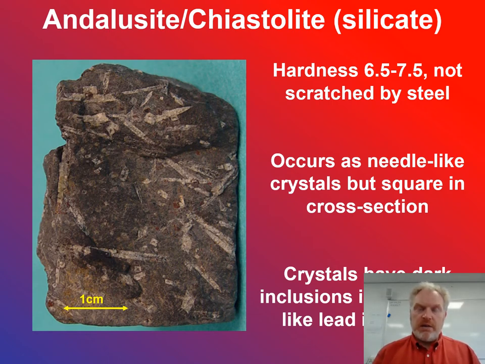If we look at them in cross-section, though, they're square in shape. So they're long, thin squares. Some of these minerals as well, if you look very carefully, in the middle of the square cross-section, you'll see a dark-coloured square. They are very, very distinctive in their form.